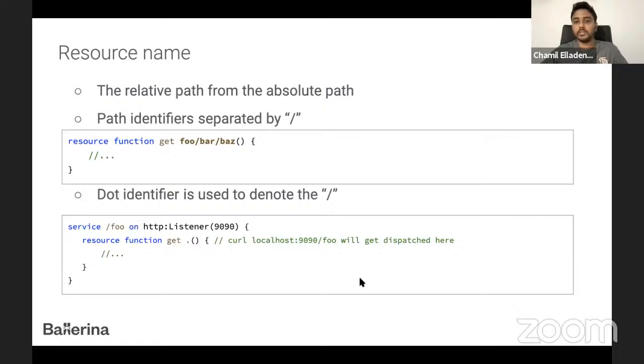Then we have the resource name. The resource name is a relative path.